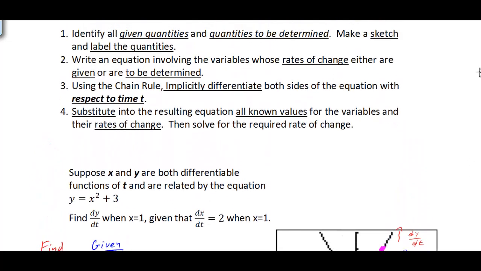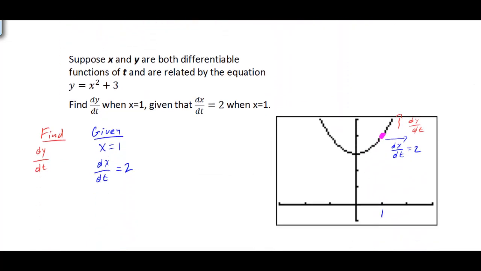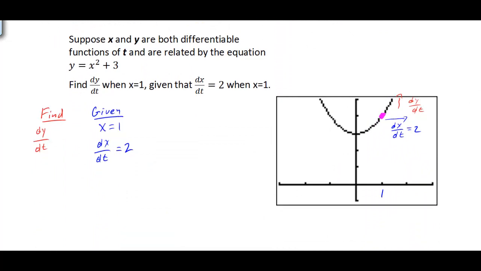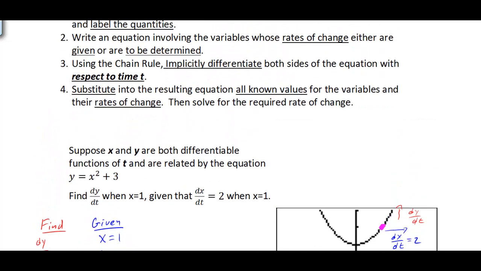So if we go up here, it says that for step number 2, we want to have an equation that relates our rates of change, our given quantities, and what is to be determined. Well, we're in luck because in this problem, they already give us the equation. So the given equation is y equals x squared plus 3. So that's giving us the relationship between our x and y variables.